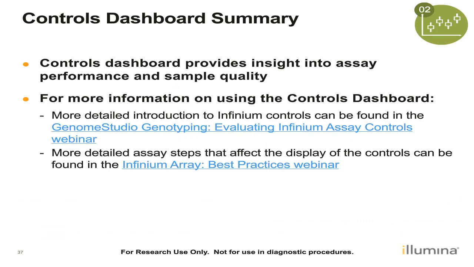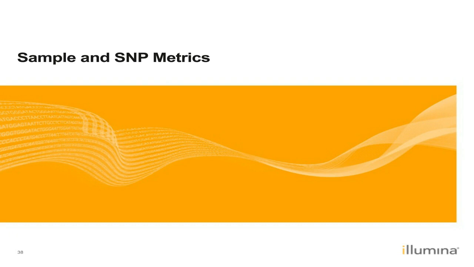So again, the controls dashboard is useful because it provides information on assay performance and sample quality. And we recommend you check out the Evaluating Infinium Assay Controls webinar, as well as the Best Practices webinar. Before I go into explaining how to evaluate your sample and SNPs, what I'd like to do is provide an overview of the sample and SNP metrics, and I'd like to define these so that you can better understand why it's important to evaluate these metrics.